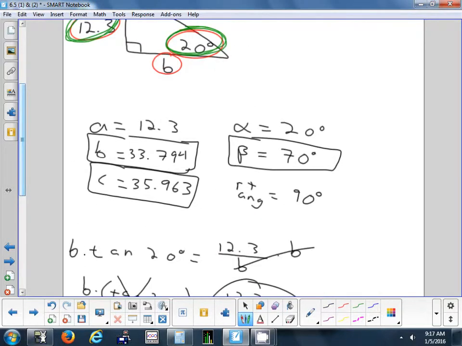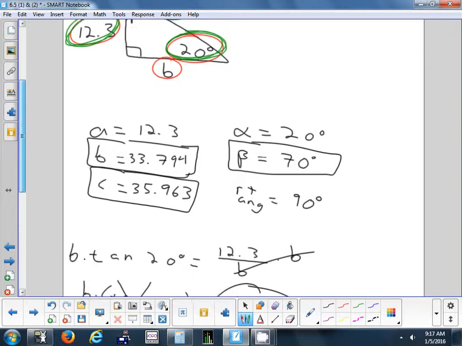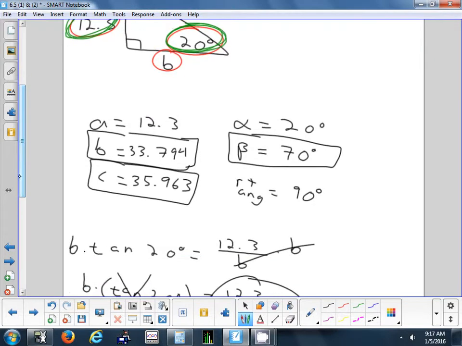And then if you have extra time, you can always use Pythagorean Theorem. I'm not going to on this problem. Okay. Hey, any questions on that? All right.